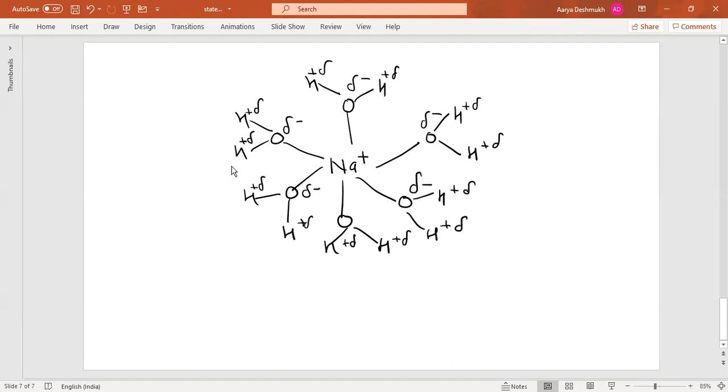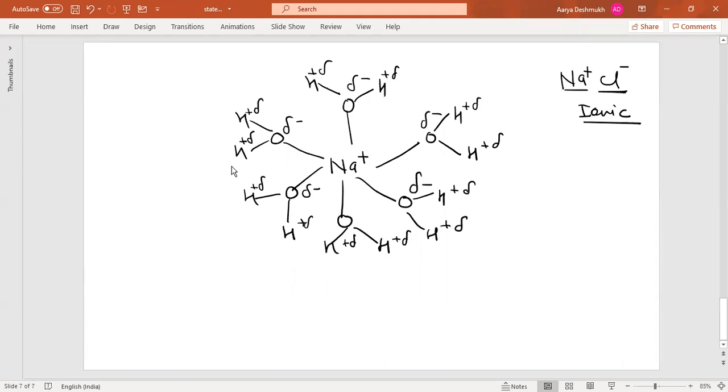Now these interactions are important in aqueous solutions of ionic substances. This sodium ion, possibly it is from sodium chloride, which is an ionic compound. Ionic bond is there. So the charge density on sodium is more than the anion. What is the anion here? The chloride is the anion here. So charge density is more on the cation, and stronger is the ion-dipole interaction.